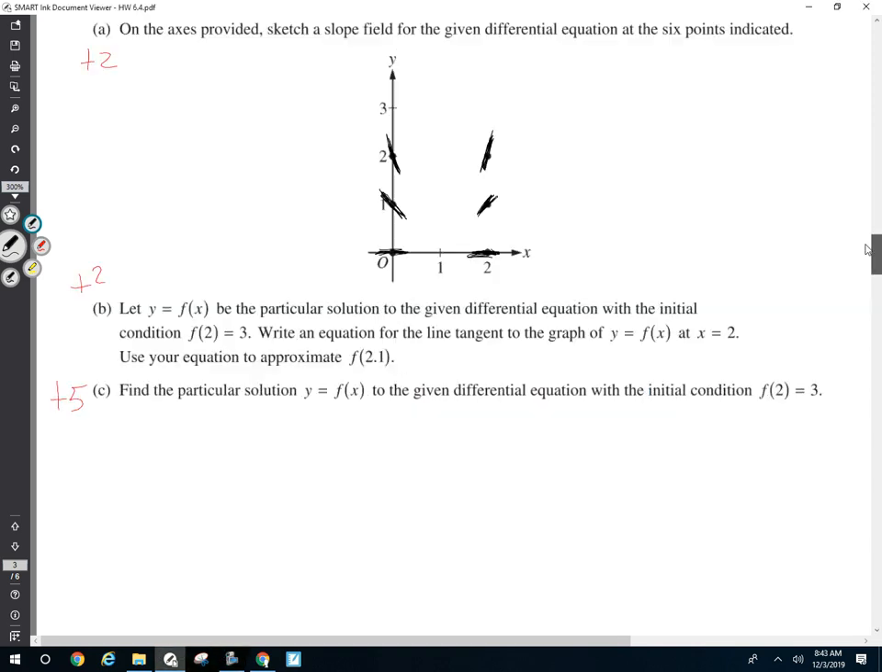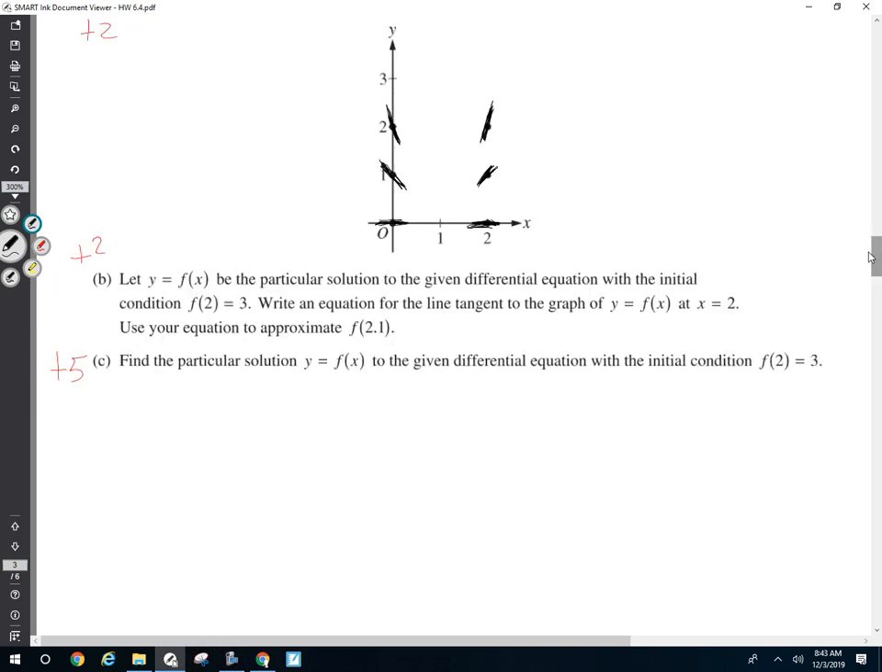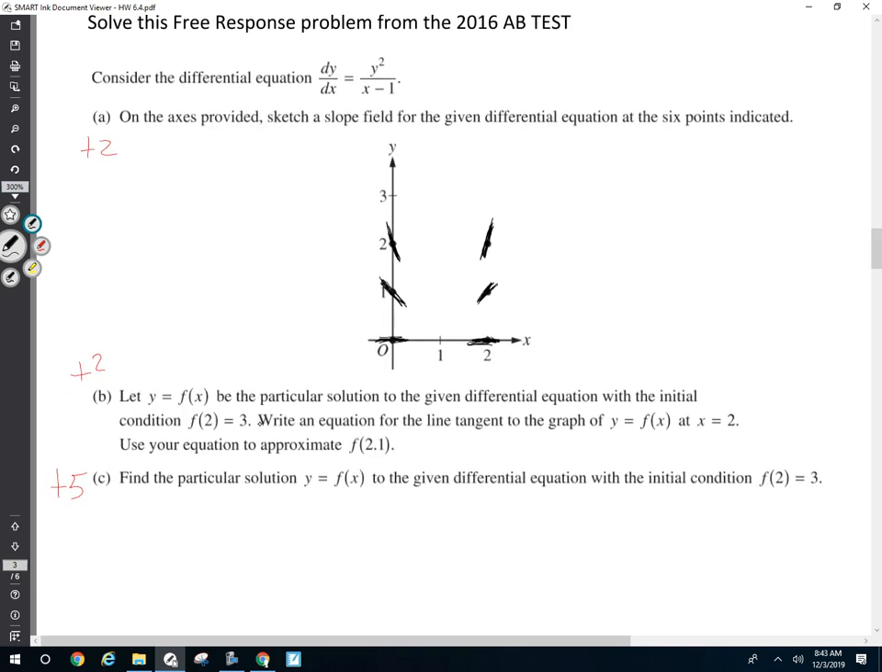All right, part B. We should not be intimidated by this part. We did this 2 units ago. We even did some last unit when we were finding equations of tangent lines and using them to approximate function values. Okay, so let's say we know the solution, but we don't know it. Write the equation of the tangent line to the graph of our solution at x equals 2. Use your equation to approximate f of 2.1. Well, they give you a point, and we remember this is for part B. For a tangent equation, we need a point and a slope. To fill in, y minus y1 equals m times x minus x1.